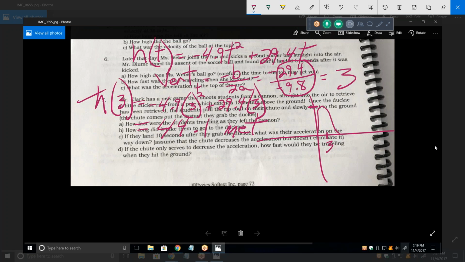Part b: how fast was the ball traveling when she kicked it? What's the initial velocity? For the initial velocity, it was 29.4. Exactly. It's whatever the coefficient of the t term is. That's always the initial velocity.